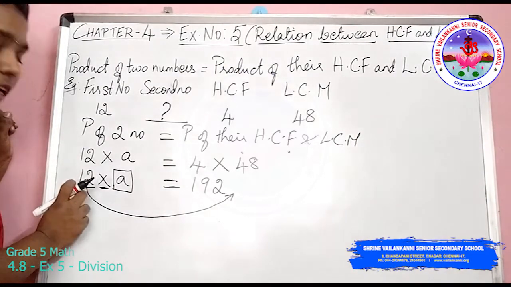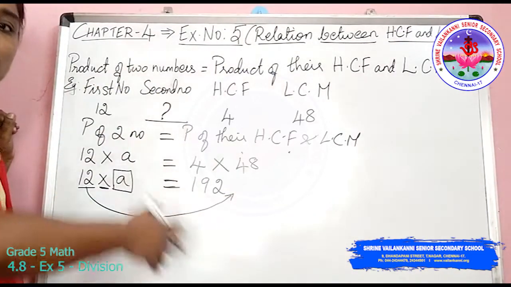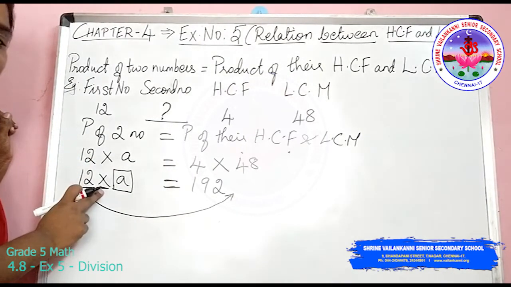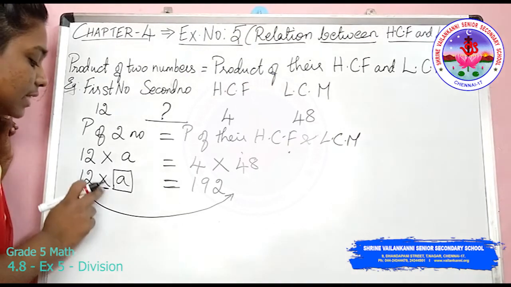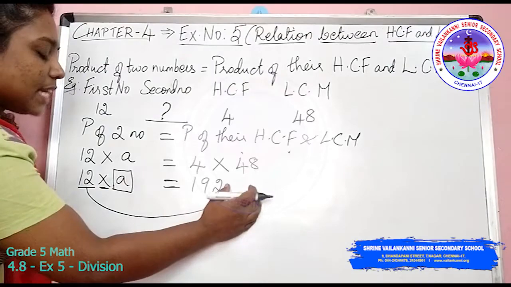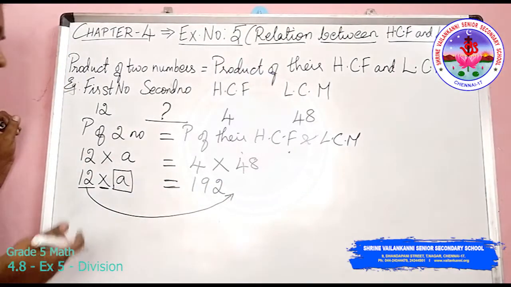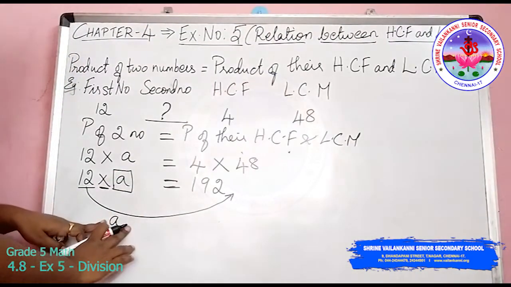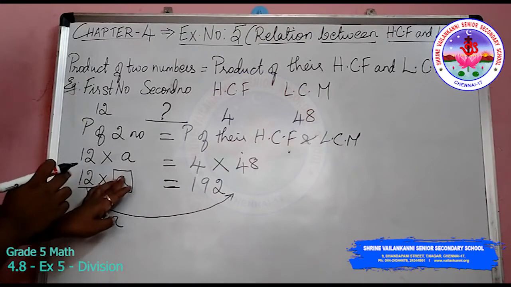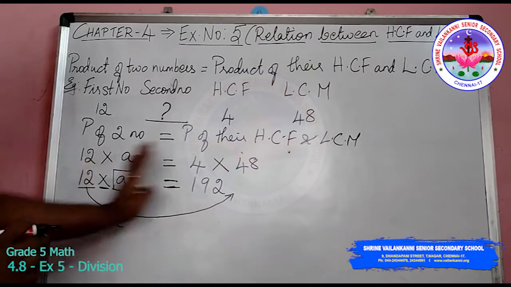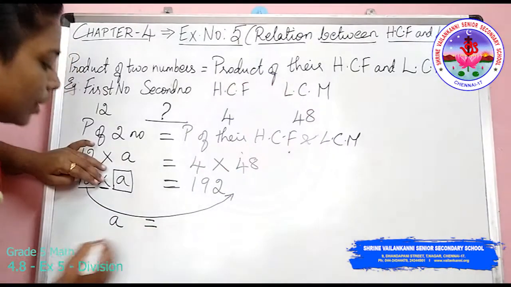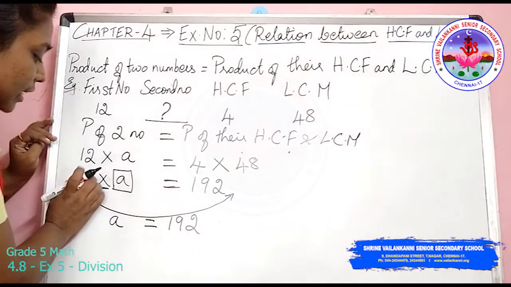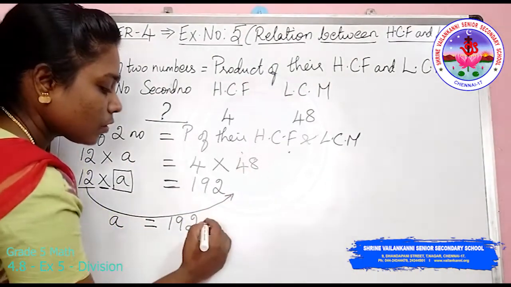When a number moves from the left side to the right side or the right side to the left side, its symbol will change. So what is the symbol it has? Multiplication. Since it is moving from the left side to the right side, it will change to division. So this A will remain as it is, and stay here itself. This A remains here and this 12 will move there, so that A is equal to 192. This number will stay here, and this number will move from this side to that side.